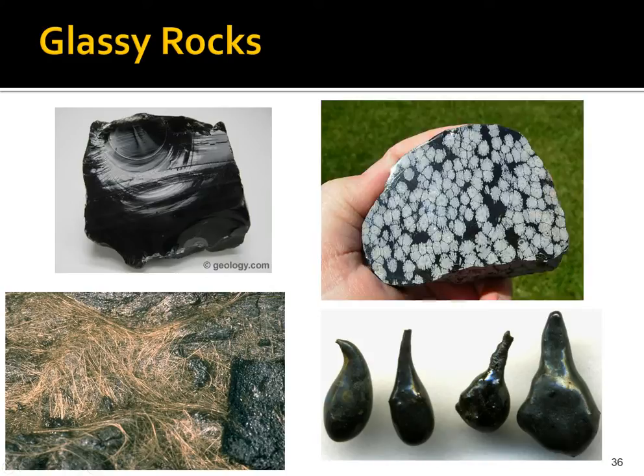Over time, those minerals are going to start to crystallize, though, because you're going to start to form bonds. So this is an example of what's known as snowflake obsidian. And those white blobs are where the minerals are finally forming, which is really cool.